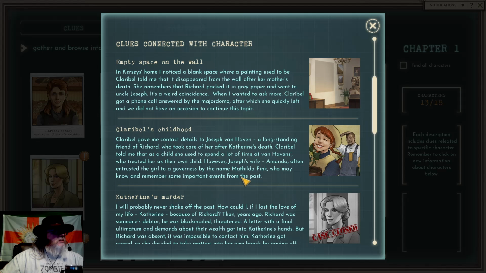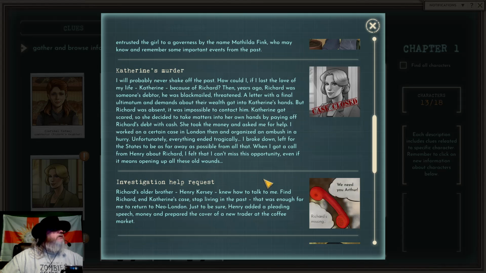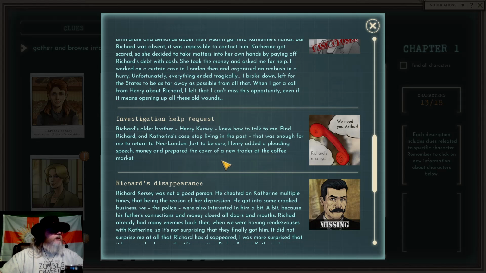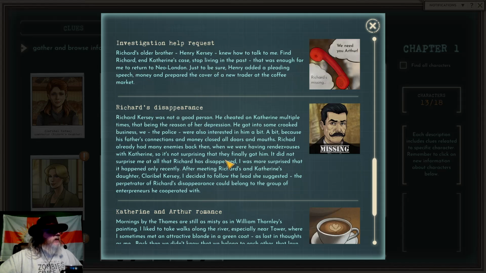Clarabelle told me that as a child she spent a lot of time at Van Haven's, who treated her as their own child. However, Josie's wife Amanda often entrusted the girl to a governess by the name of Matilda Fink, who may know and remember some important events from the past. We've seen that one. Richard's older brother Henry Kersey knew how to talk to me.